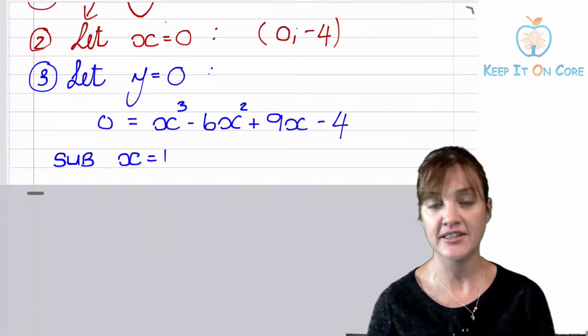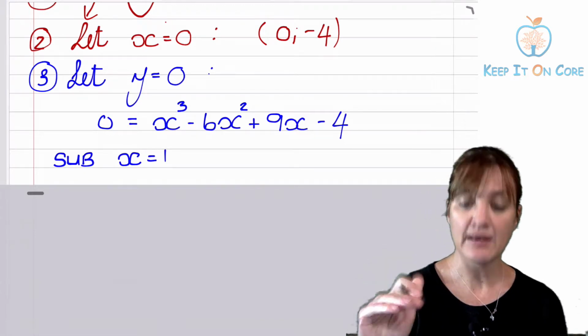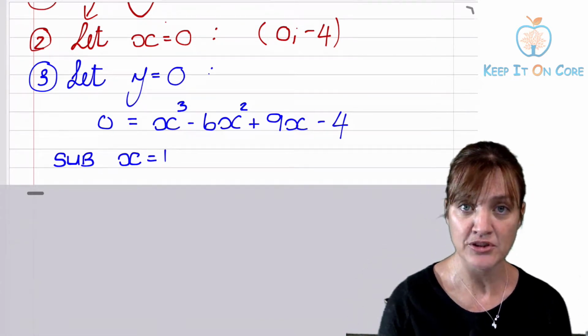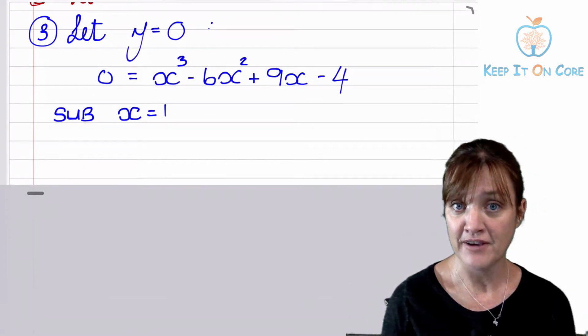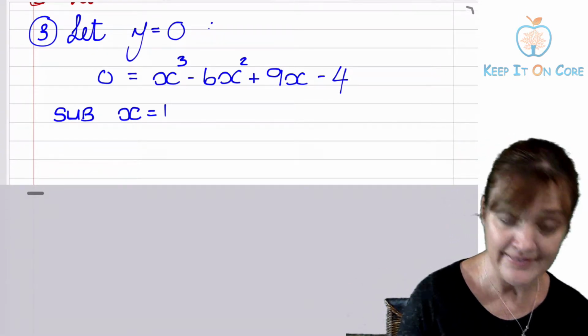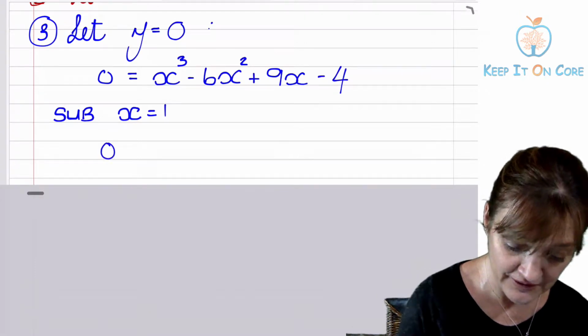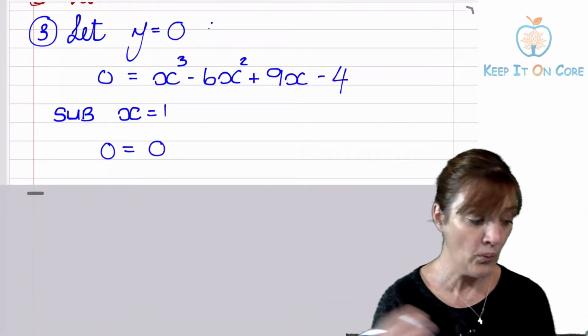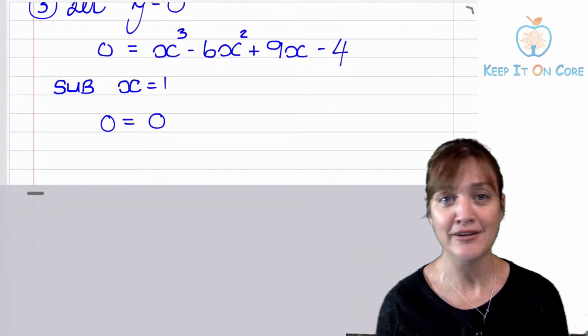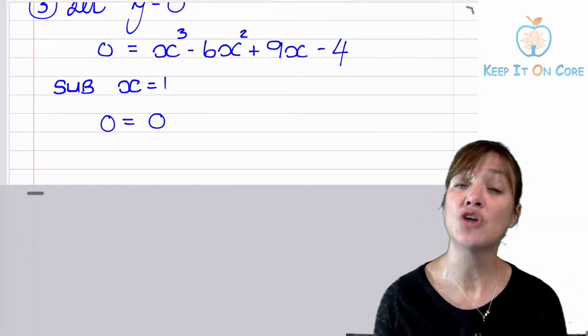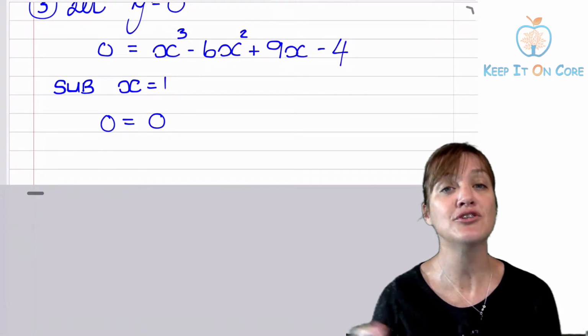I'd like you to actually give it a try. Pause it for a second. Substitute 1 into your x's and tell me what you find. Okay, I hope what you found was that you got 0. So you got 0 equals 0 by substituting 1. Excellent. Sometimes with trial and error, you hit it first time. If you don't hit it first time, then you have to try other factors.